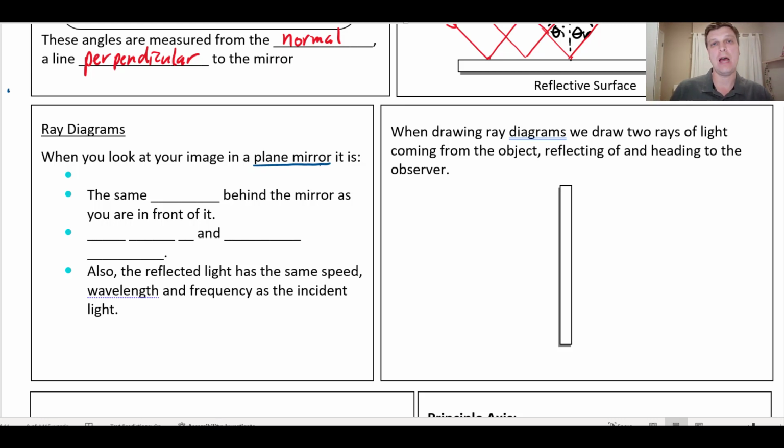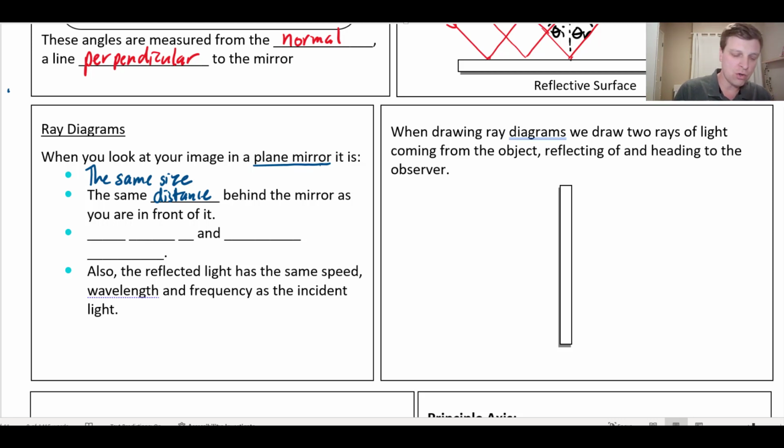When you have a reflection off of a plane mirror, the first thing to notice is that the reflection itself, or the image, I should say, that's formed by the reflection is the same size. And it's also the same distance behind the mirror that you are in front of it. So for example, if I look at my reflection in the mirror, however tall I am, that's how tall my image appears to be. And however far in front of the mirror I am, that's how far behind the mirror my image appears to be.